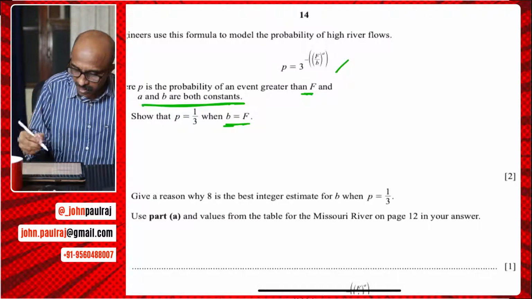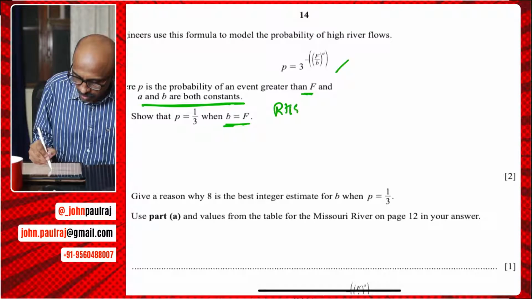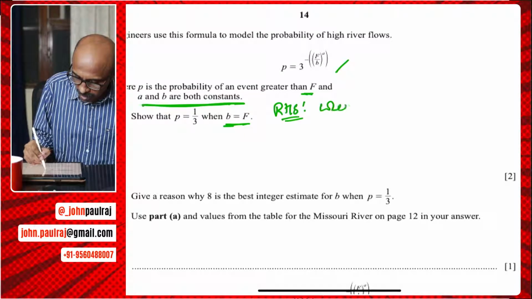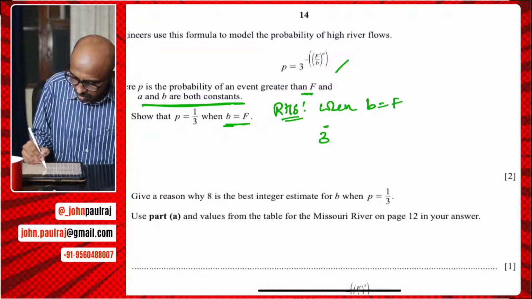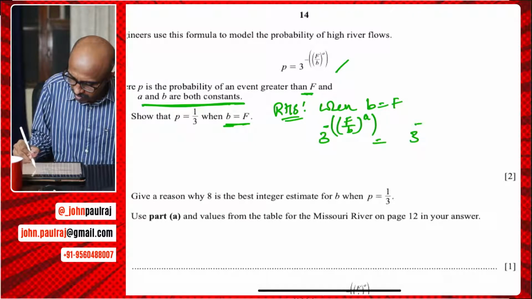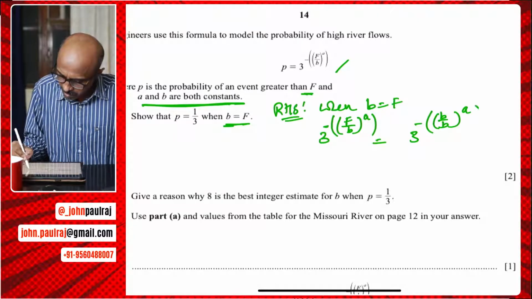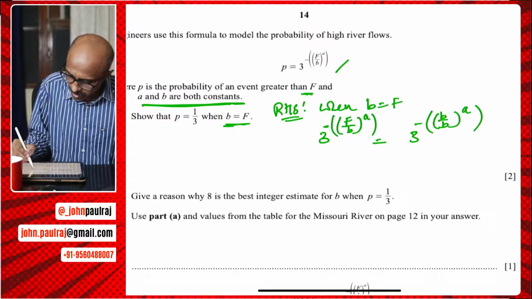Okay, the right hand side has got that F and B, so we'll just start with the RHS, which says when B equals F, what do we have? We've got 3 to the power of a negative, and then there's a bracket, and F and B are the same, right? So I'll first write it as it is, F over B to the power of A, in a bracket. So this should be equal to 3 to the power of a negative, F over B, we'll just write it as B over B to the power of A, and B over B is 1, so we'll just cancel that off.